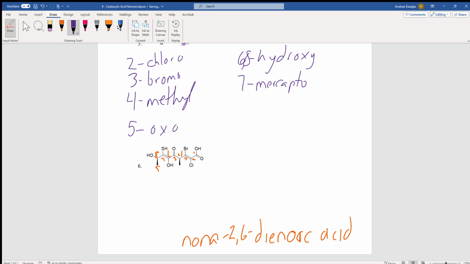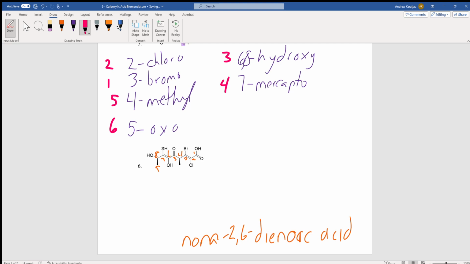One thing to be careful of, it can be really easy to want to say 8-methyl here, but that methyl there is part of our parent chain, so don't label that methyl as a substituent. So how are these going to be alphabetized? Bromine will come first, then chlorine, hydroxy, followed by mercapto, methyl, and oxo.